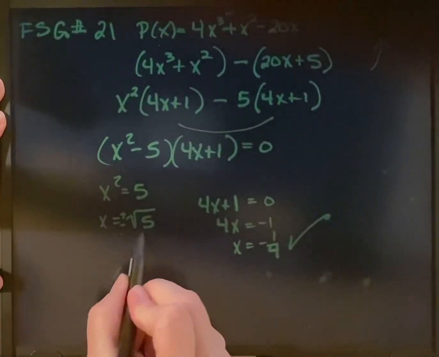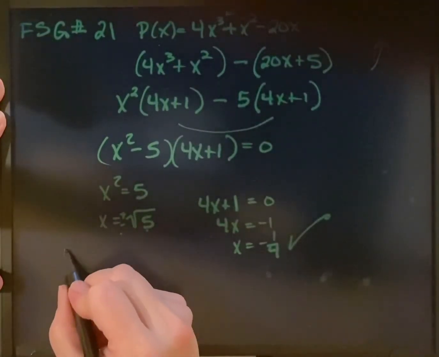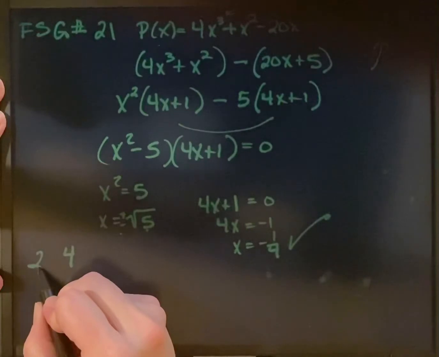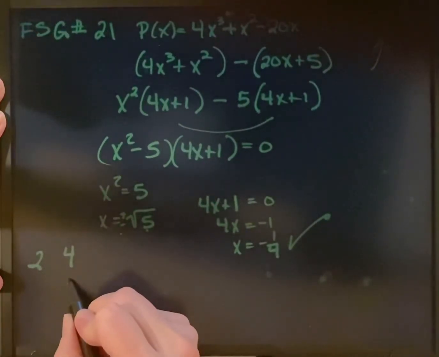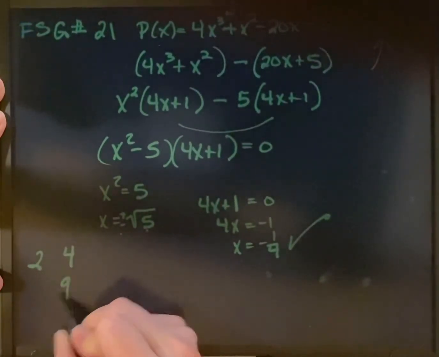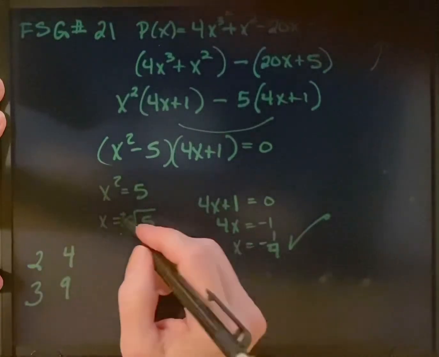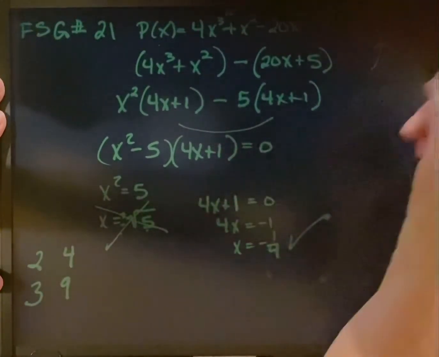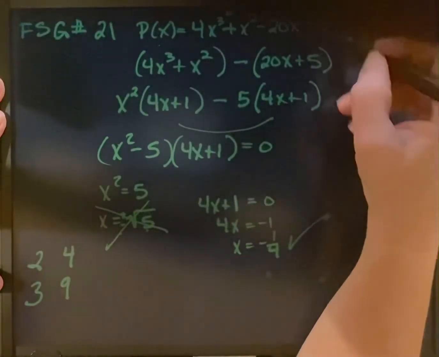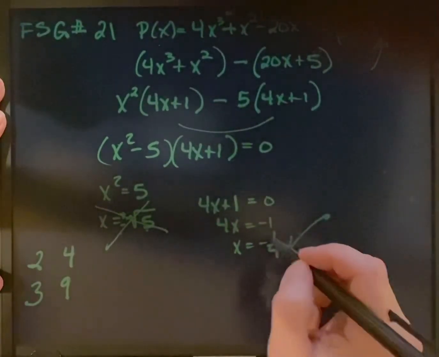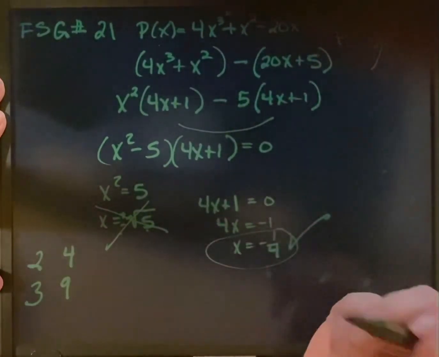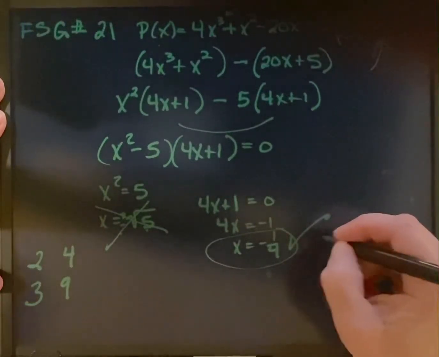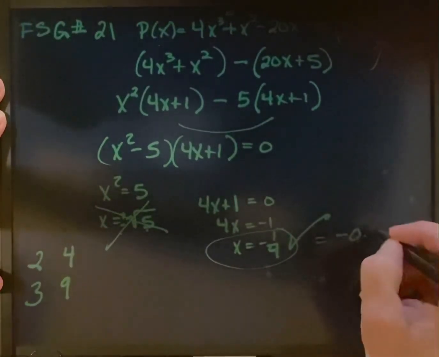And then this one, the square root of 4 is going to be 2, and the next perfect square is 9, and that's going to be 3. So this one is not going to meet our criteria that it's between -1 and 0. So our answer is going to be x equals -1/4 or -0.25.